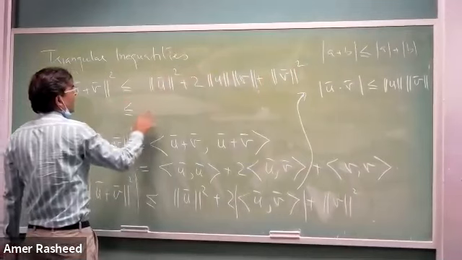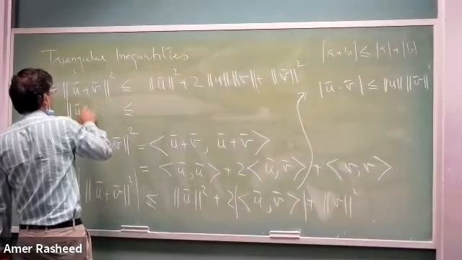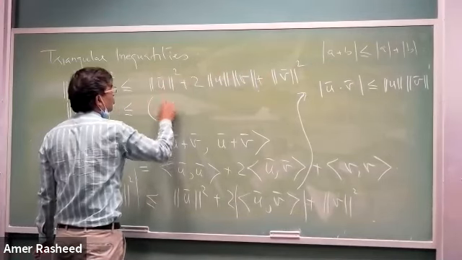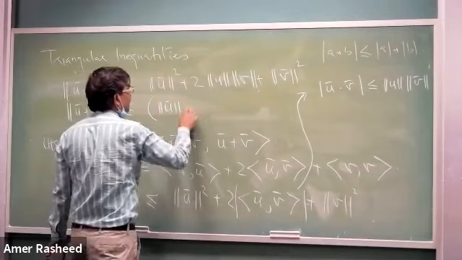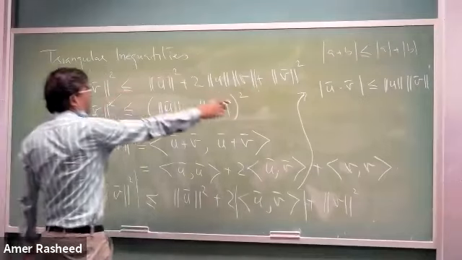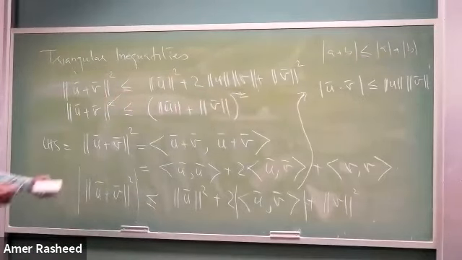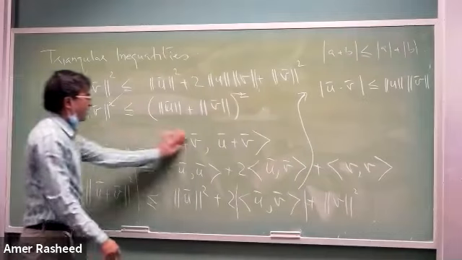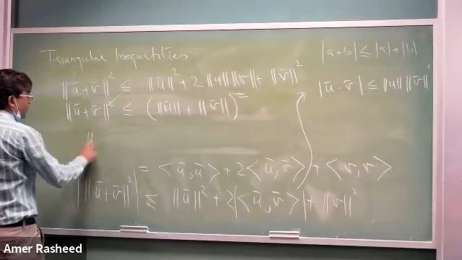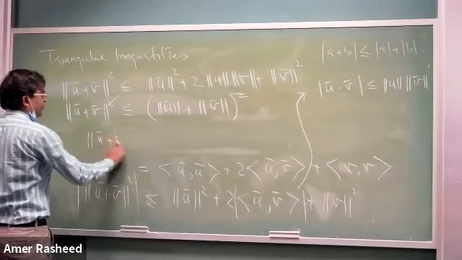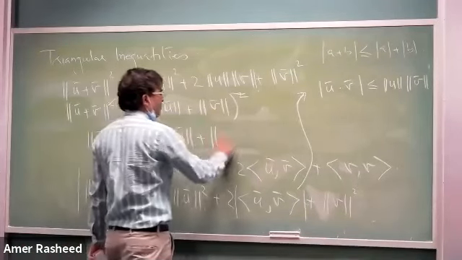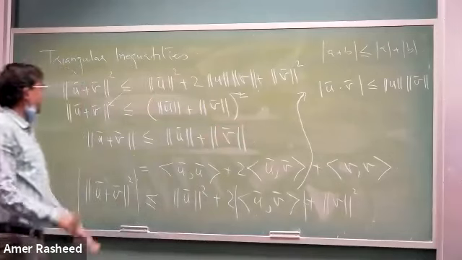What is this now? This is nothing but the norm of u plus the norm of v, whole square. Here the square and square cancel. What do you get? You get the triangular inequality which we were required to prove. So the norm of u plus v is always less than or equal to the norm of u plus the norm of v. This is the triangular inequality.